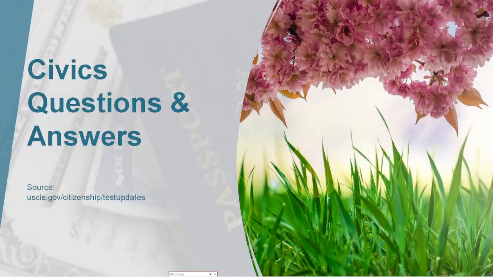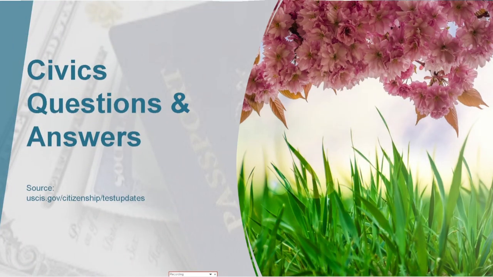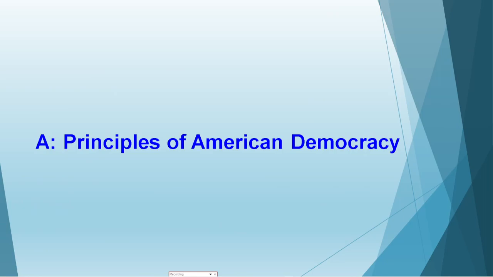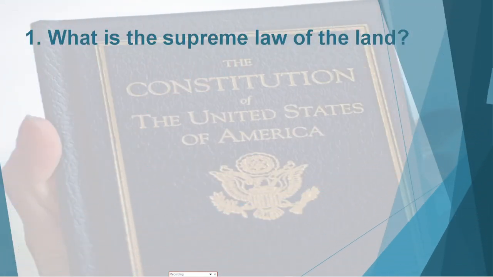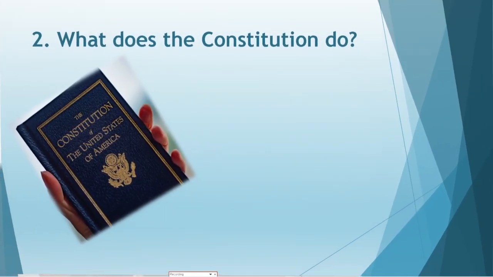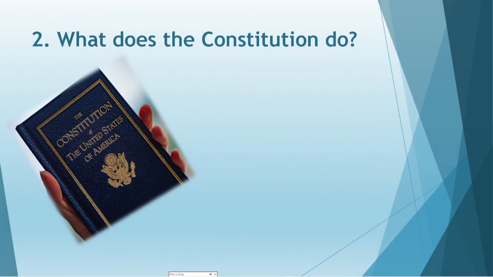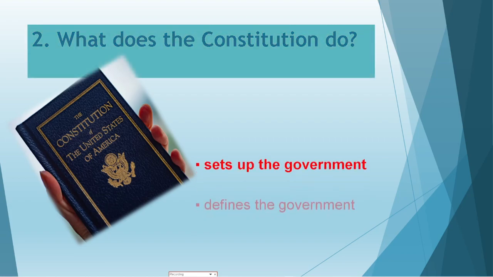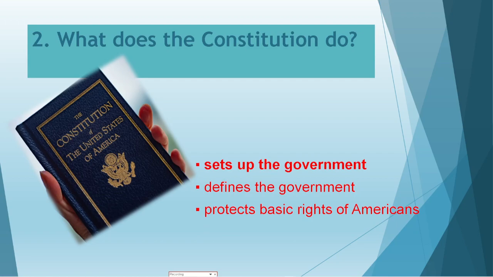Civics questions and answers. Principles of American democracy. What is the supreme law of the land? The Constitution. What does the Constitution do? It sets up the government, defines the government, and protects the basic rights of Americans.